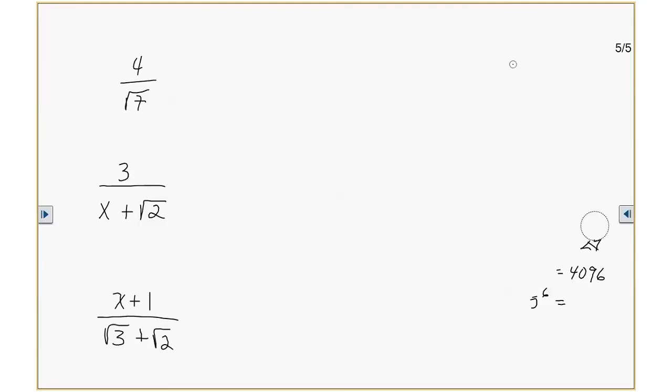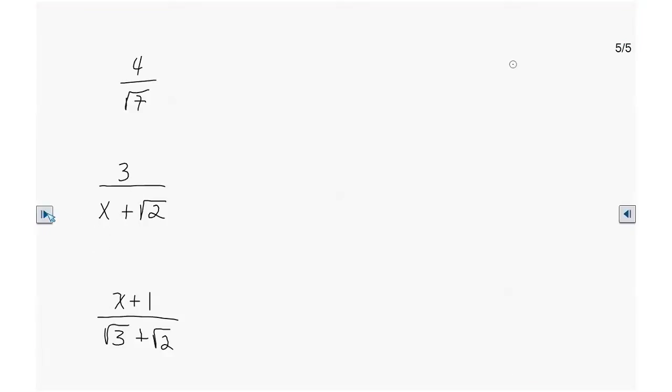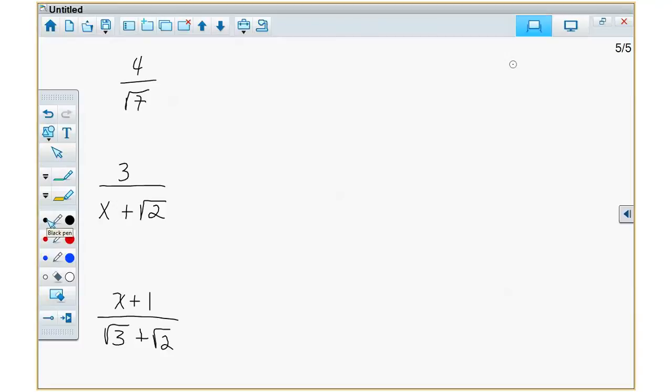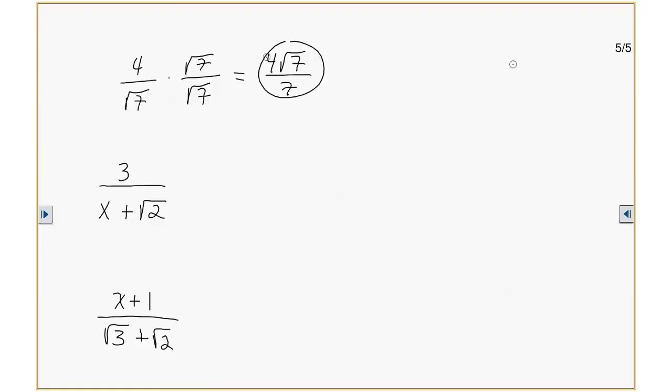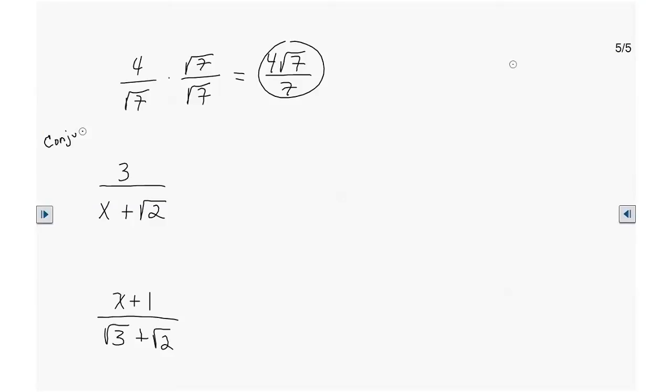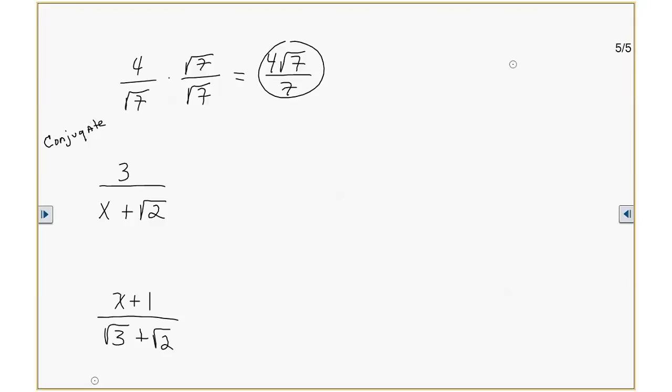These problems that I'm putting over here, especially these two, are test questions. So what do I multiply by here? Well, you just do whatever will give you a perfect square, and that'll be 4 square root of 7 over 7. These two, you have to use what? Conjugate, if I spelled it right.